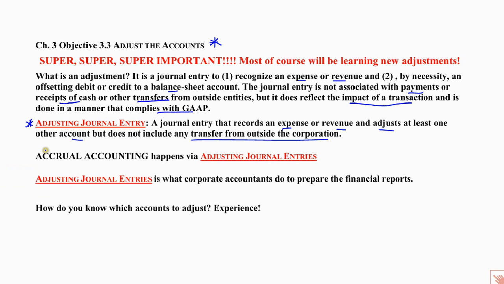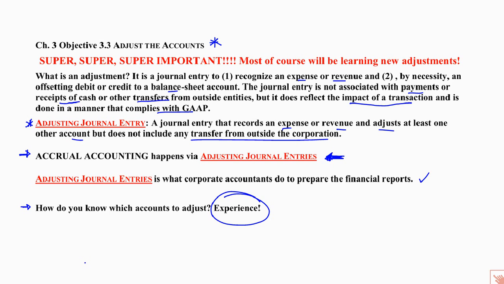So we're talking about accrual accounting in Chapter 3. Accrual accounting happens via adjusting journal entries. Adjusting journal entries are accrual accounting. So this is what corporate accountants do to prepare the financial reports. Now, how do you know which accounts to adjust and how to adjust them? You're going to have to get some experience and just do them. So you're going to learn a transaction, do some analysis under GAAP, record the journal entry, and then post it.